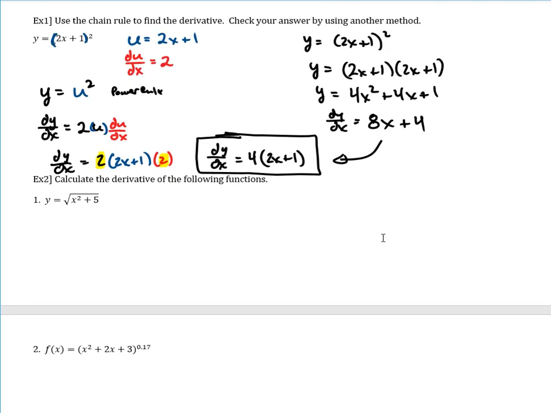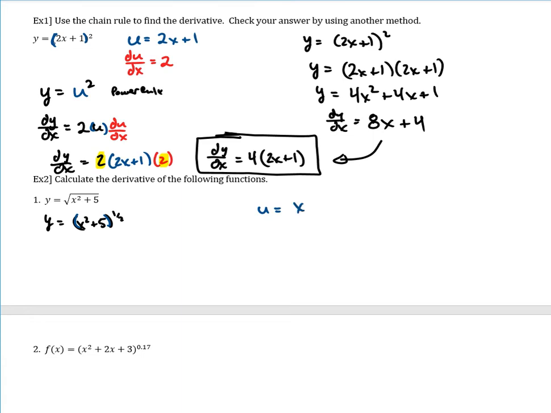Right, well, our next batch of problems, we can't really check using a different method. These ones, we have to use the chain rule. All right, so on number 1 here, let's first just go ahead and rewrite it as x squared plus 5 to the 1/2 power. Okay, and pretty much our pattern for the chain rule is whatever is in parentheses raised to a power is probably our u.